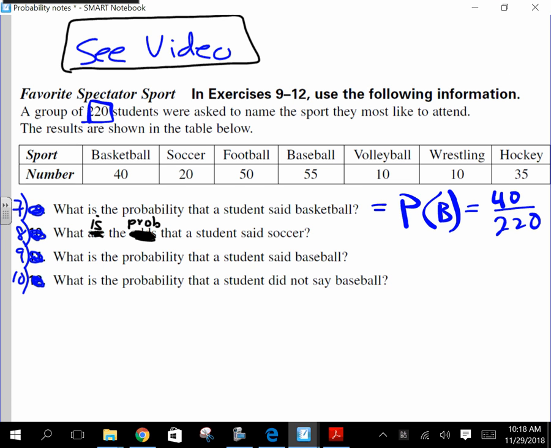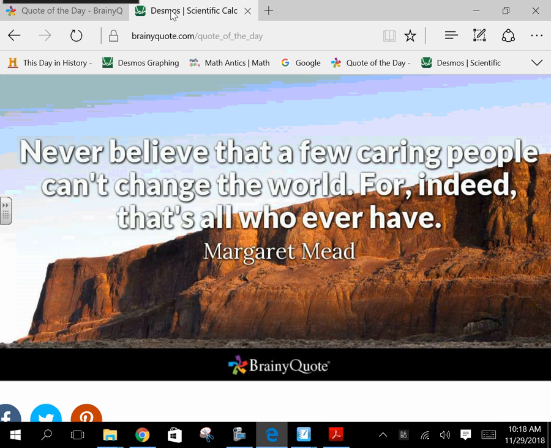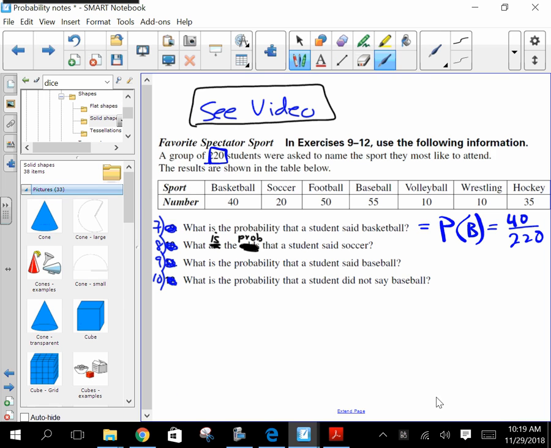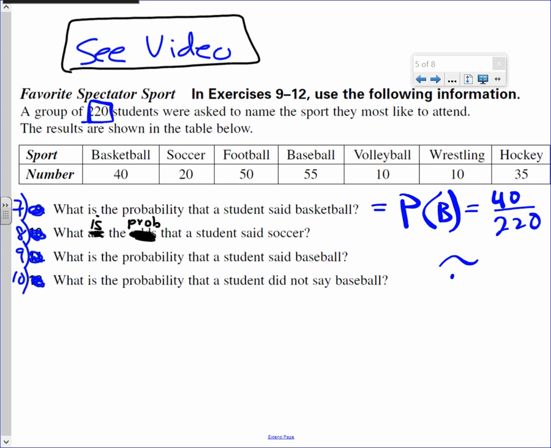So 40 out of 220. Watch me do it. 40 divided by 220. To the nearest hundredth, the 8 is in the hundredths place. Next to it is a 1, so this is approximately 18%. There's an 18% chance that someone said basketball. So we're going to write approximately 18%. That was easy. So out of everyone who was surveyed, there was an 18% chance someone said basketball. Unlikely, but possible.